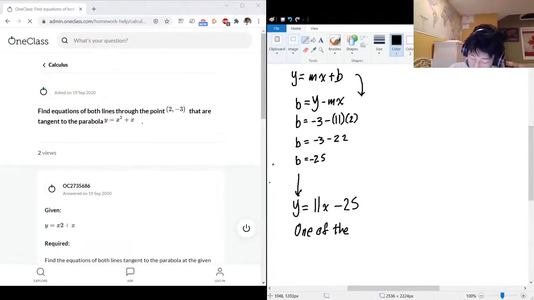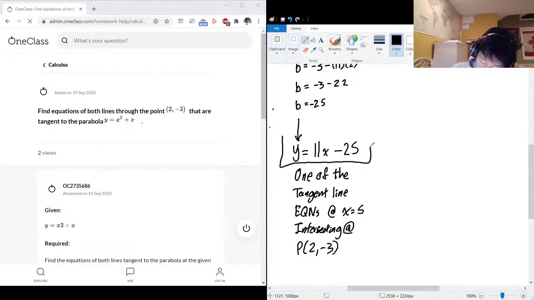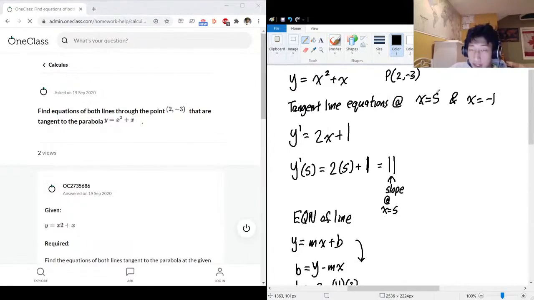One of the tangent line equations at x equals 5 intersecting at point (2, negative 3). Okay, so that would be one of our final answers. So we did that for x equals 5.